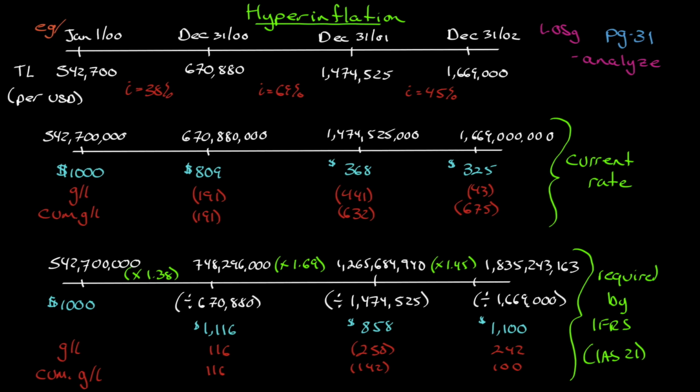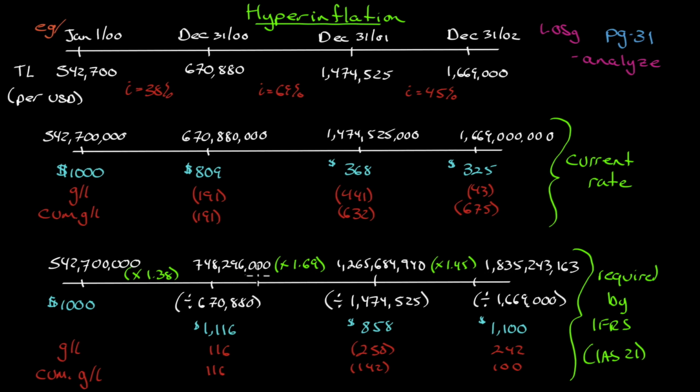All right, let's look at IFRS. The two top timelines are exactly the same as before. The only thing we have to look at is the bottom timeline. And this is how IFRS would do it. We start with 1,000 at the original value of 542 million Turkish lira. You'd multiply the exchange rate by 1.38 to get 748. That's the value in Turkish lira that it was purchased at, 748. Multiply that by 69% to get 1.2 billion. Multiply that by 1.45% to get 1.8 billion.